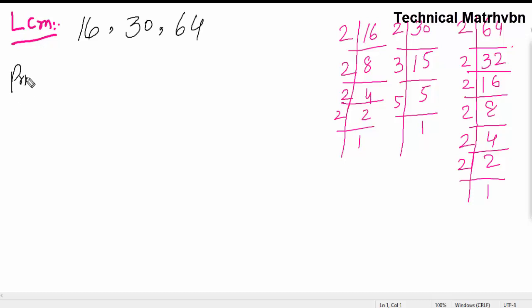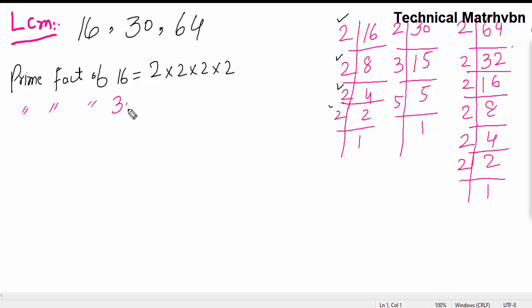Now let's understand the procedure. Prime factorization of 16. Here you see 2 four times: 2 multiply 2 multiply 2 multiply 2. Now prime factors of 30 is equal to 2 multiply 3 multiply 5.